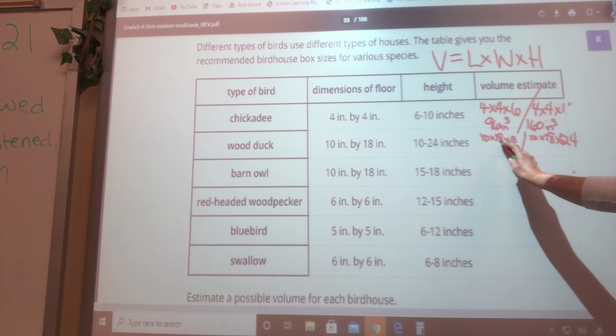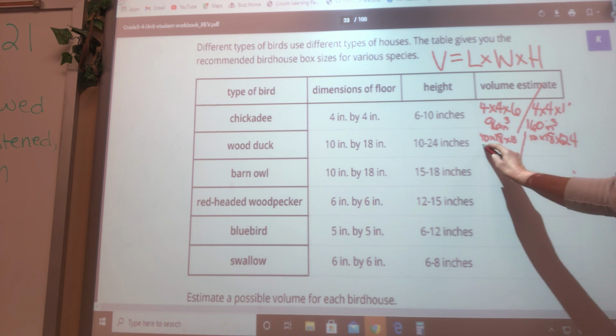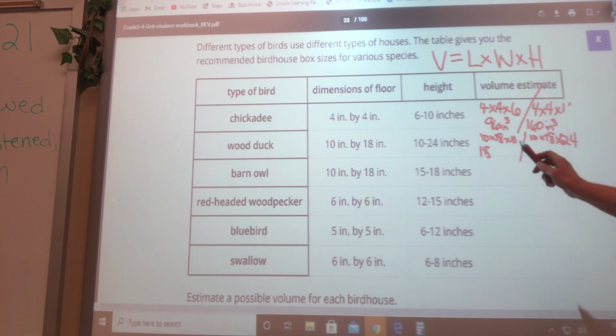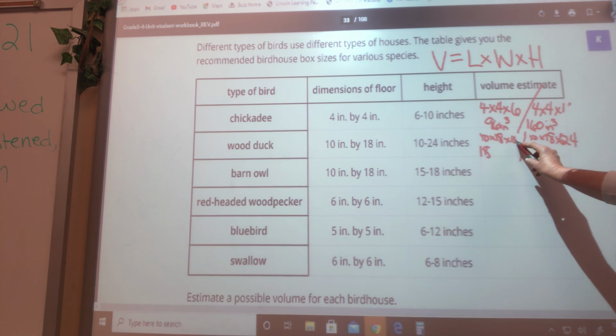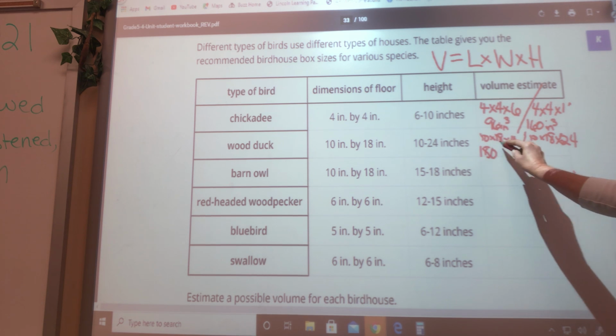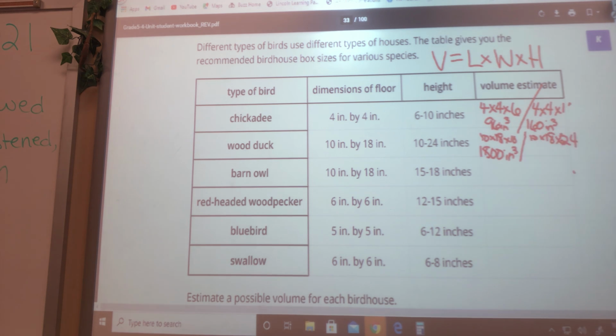So 1 times 18 is 18, times 1 is still 18. And how many multiples of 10 were we working with? Well, there's 1 zero, 2 zeros, so 2 zeros. And it is inches, and it would be cubed. Okay, and then for my next one, times 18. Well, I can do quick math on that. 1 times 18 is 18. And we were dealing with 1 power of 10, so we have 180 for this part, times 24.